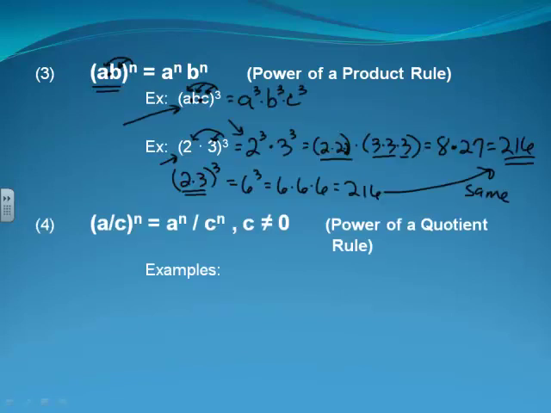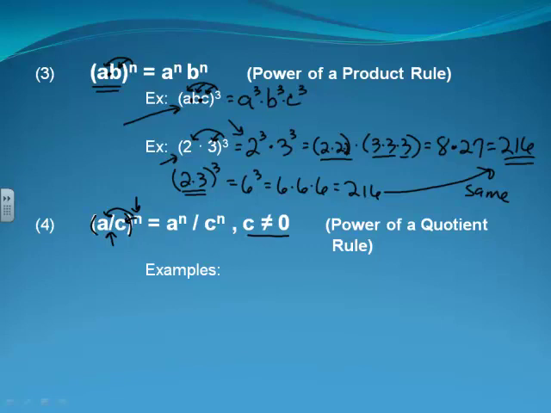Property 4, this is the power of a quotient rule. Very similar to the property above it, you've got a group, but now in the group, instead of multiplication, you have division. So if you have division in a group, and then you have a power outside of that group, you can split the power out or distribute the power, just like with the multiplication example, and get an equivalent expression. The only thing you have to watch out for, as always, with division problems, is you cannot divide by 0, and you already know that.